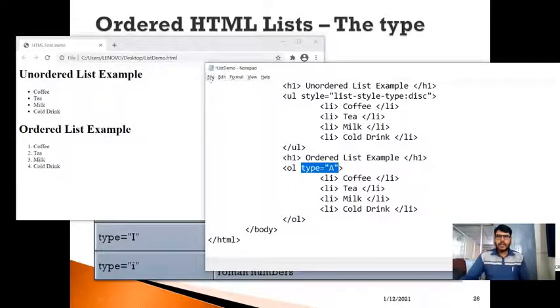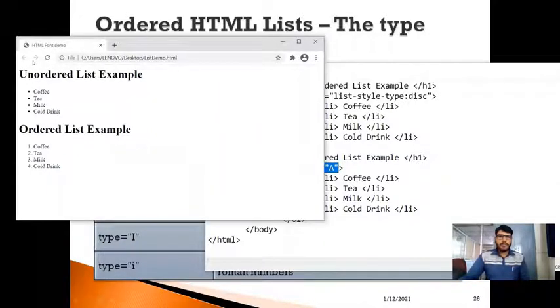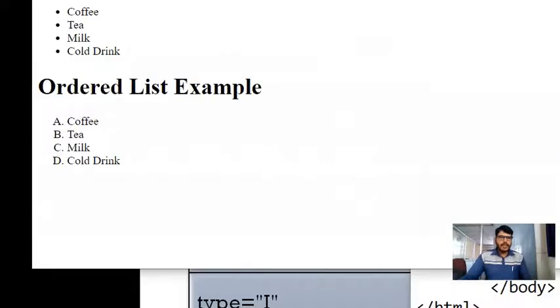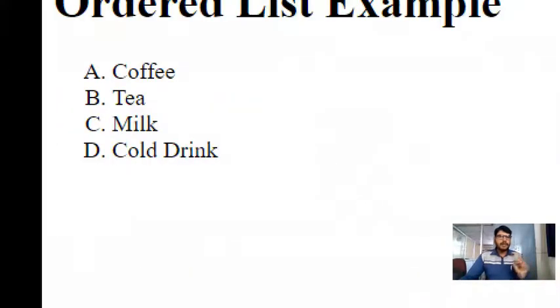Now I need to save this. So click on save here, go to the web document and reload this. Now you can observe here, instead of 1, 2, 3, 4, it is displaying A, B, C, D because the type we have specified is A. So the list will start from A, B, C, D, E, likewise.